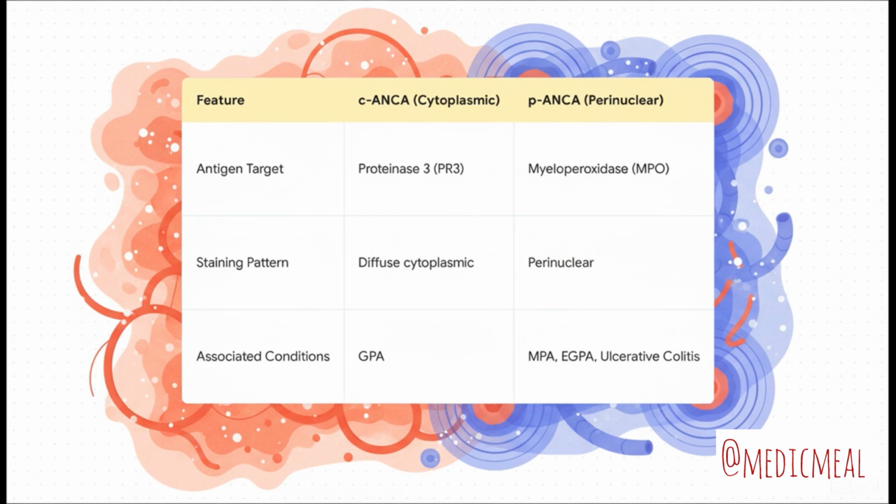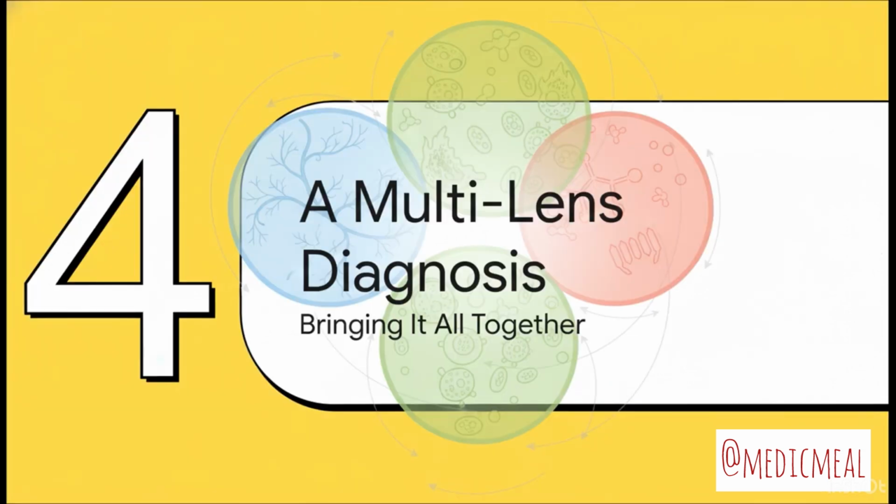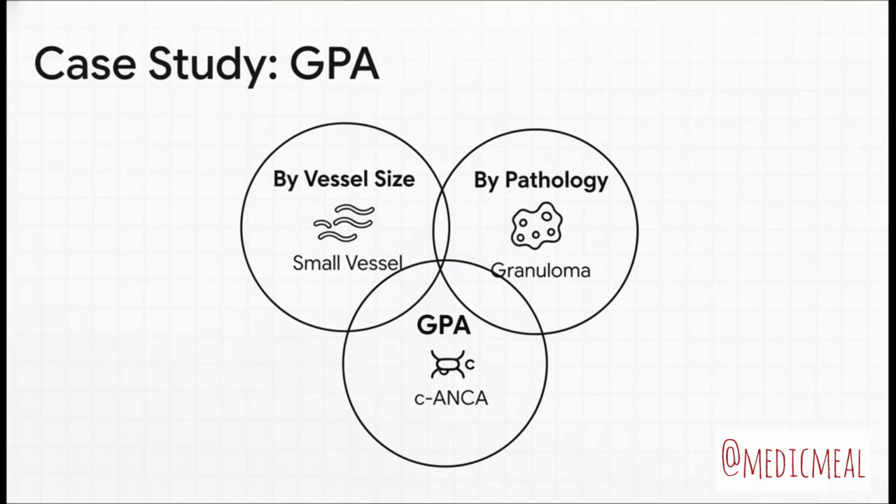Then you have P-ANCA. The P is for perinuclear. Its target is myeloperoxidase, or MPO, giving you that perinuclear staining pattern. You're going to see this in MPA, EGPA, and also in other things like ulcerative colitis. So we've looked at this through a few different lenses, right? Vessel size, pathology, serology. The real key to mastering vasculitis is seeing that these aren't separate competing systems. They're overlapping views that when you put them all together, give you a much richer, much more complete picture of what's going on. Let's use GPA as the perfect case study to pull this all together.